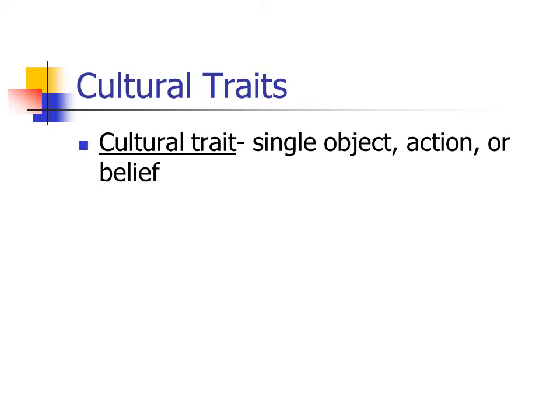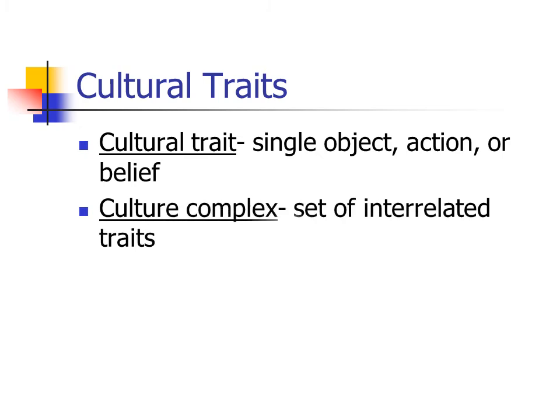So let's look at culture here. A culture trait is going to be a single object, action, or belief, which are interesting to study, but oftentimes sociologists like to study these sets of interrelated traits that we would call a culture complex. A great example of this is eating dinner. We could look at the individual traits of anywhere from silverware to manners at the table to how much food is appropriate or inappropriate to eat at a meal on an individual level, on a trait by trait basis. But it's probably more interesting to study how all of those things relate to one another in the complex known as eating dinner in the American culture.